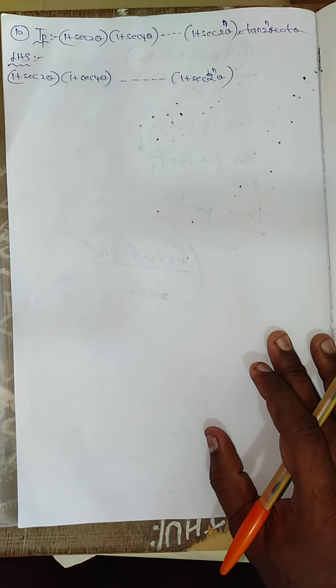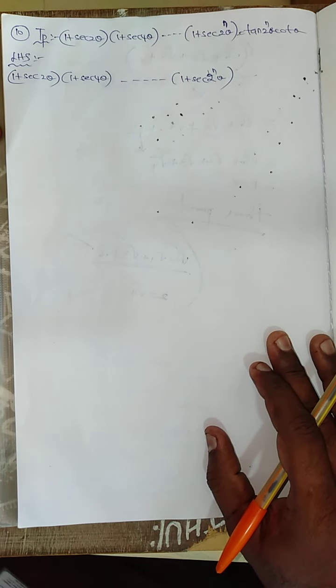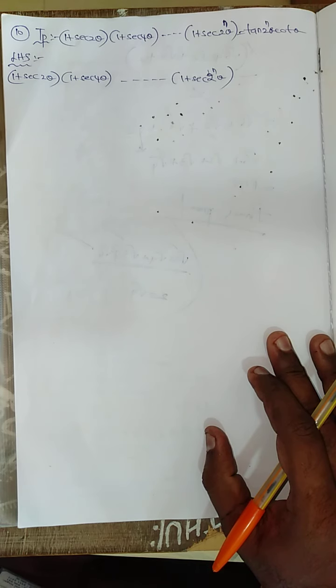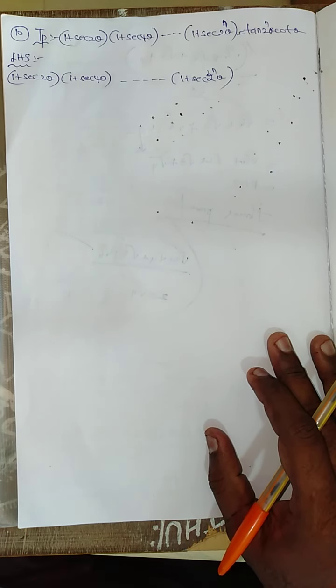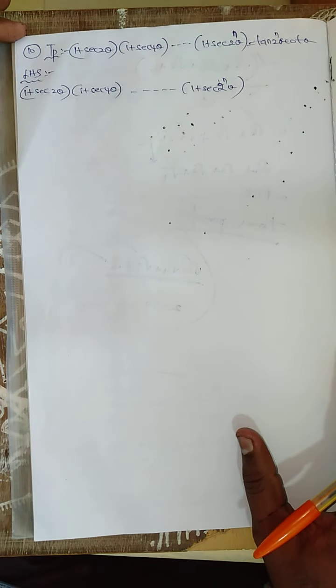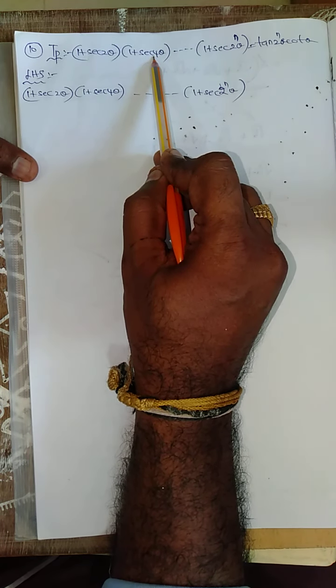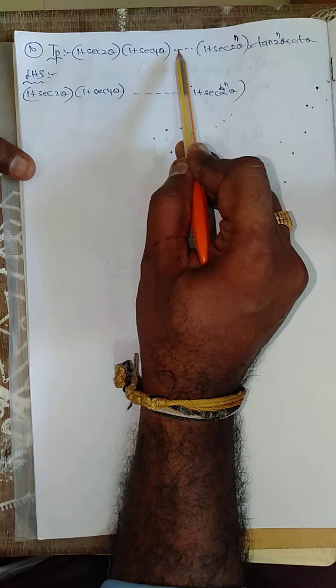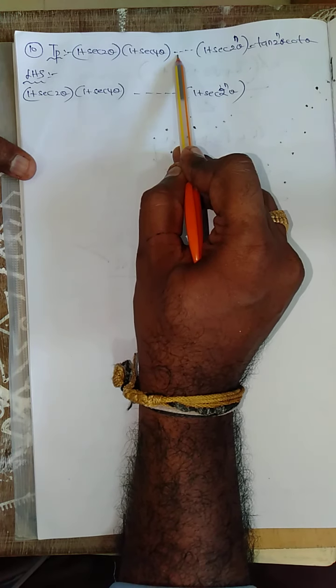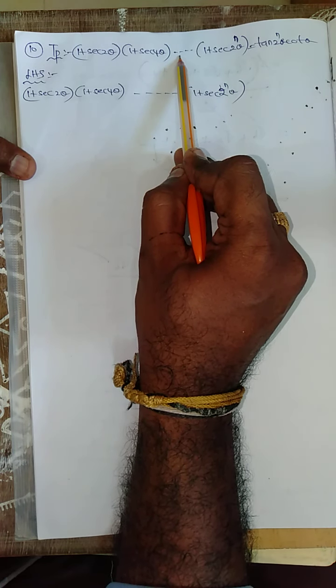Sum number 10 is one of the difficult sums to do and understand, so I am going to teach this sum. Listen very carefully. The given proof is: 1 plus secant 2 theta, 1 plus secant 4 theta. The next term is 1 plus secant 8 theta, not 6 theta. It will be 8; 8 twos are 16.